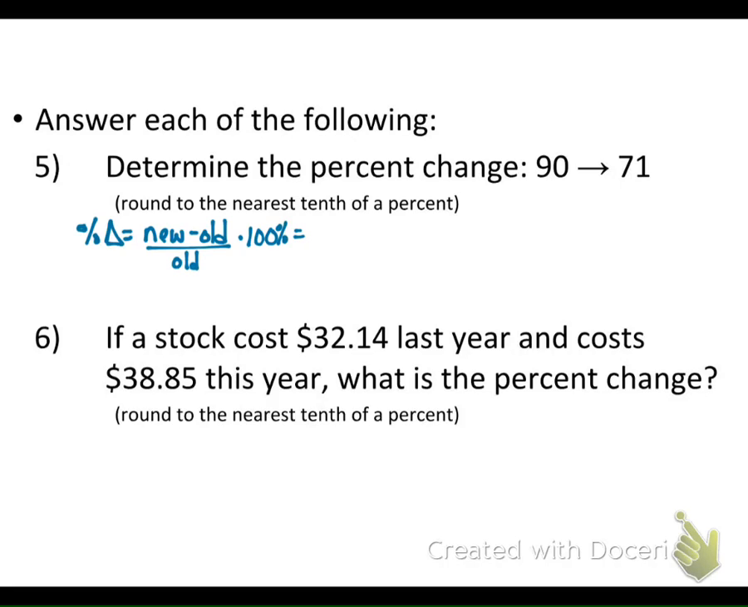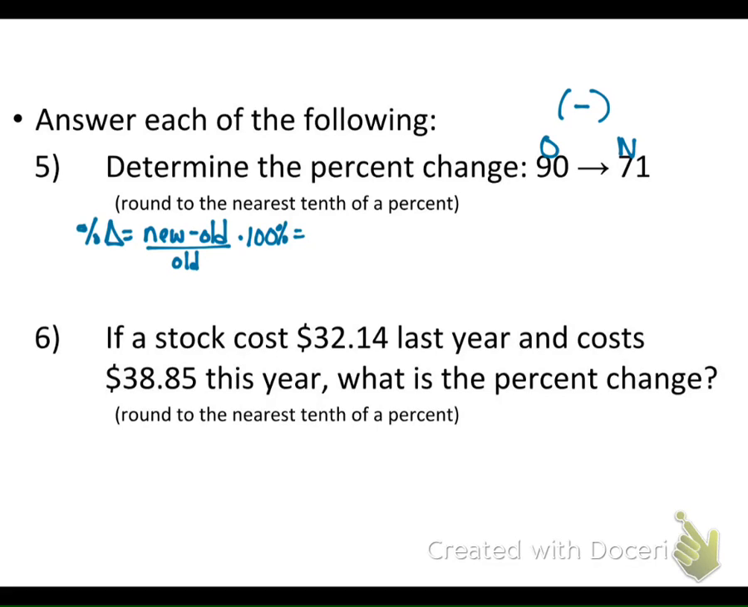Here we go. First thing we have to identify: what's our original or old number? Out of 19 to 71, Kaylon, what's my original or old number? 90. Okay, I'm going to put an O above that. What's my new number? The 71. If I'm going from a bigger number to a smaller number, you should automatically be able to tell me, is that going to be an increase or a decrease in percent? Decrease. So what kind of answer are we going to get? A negative.